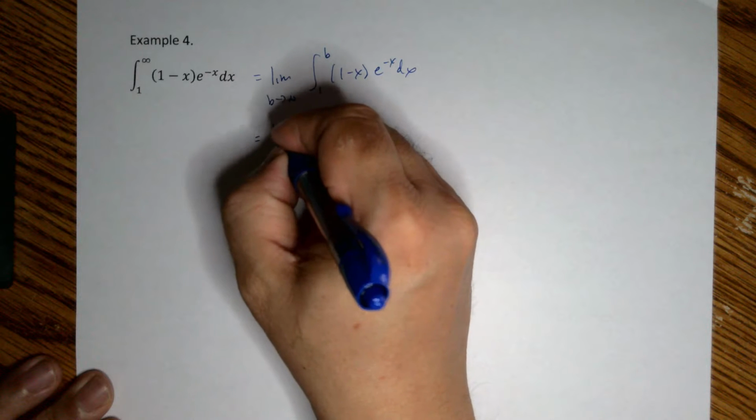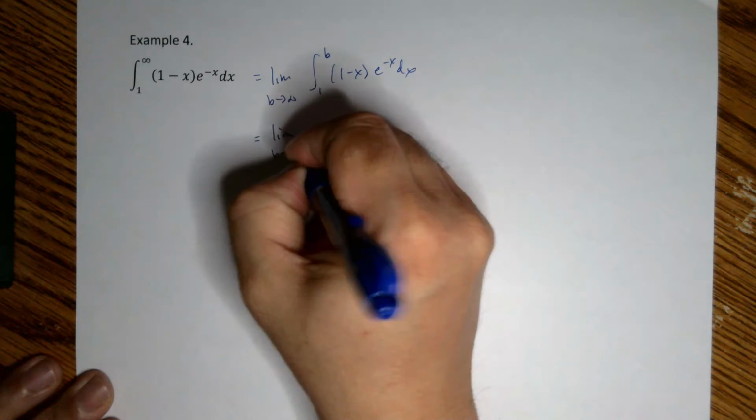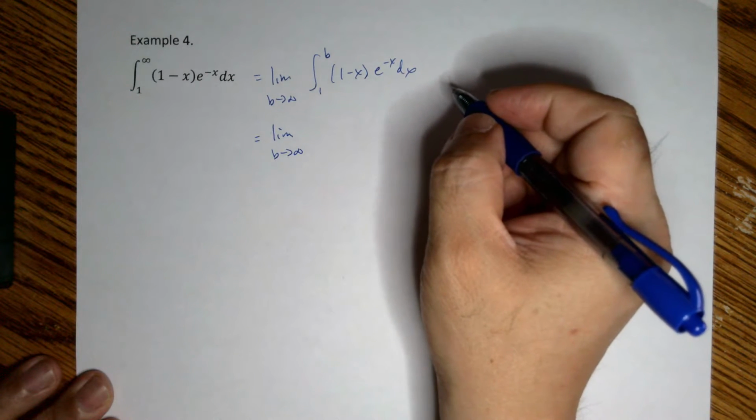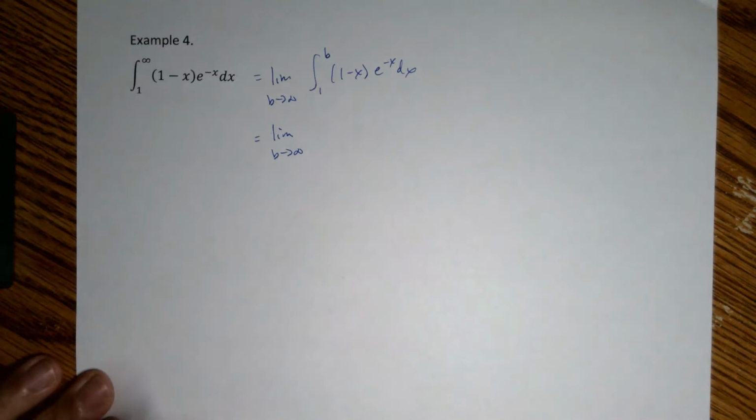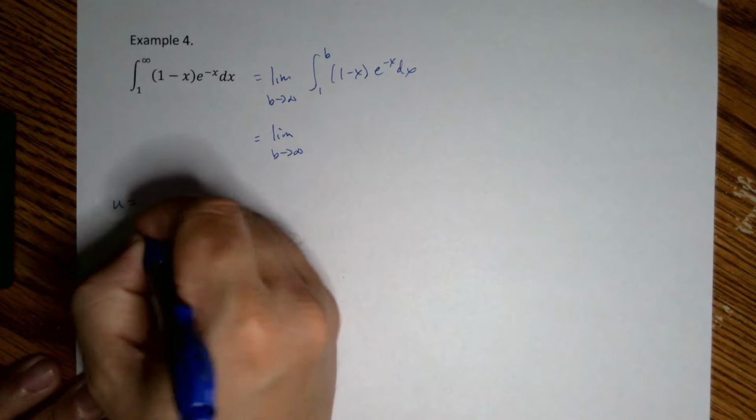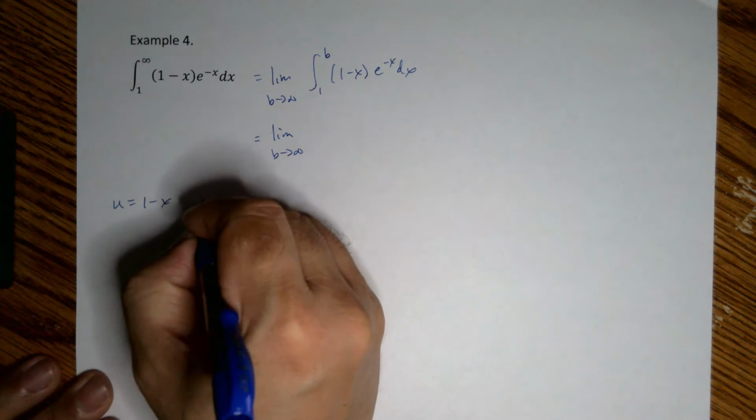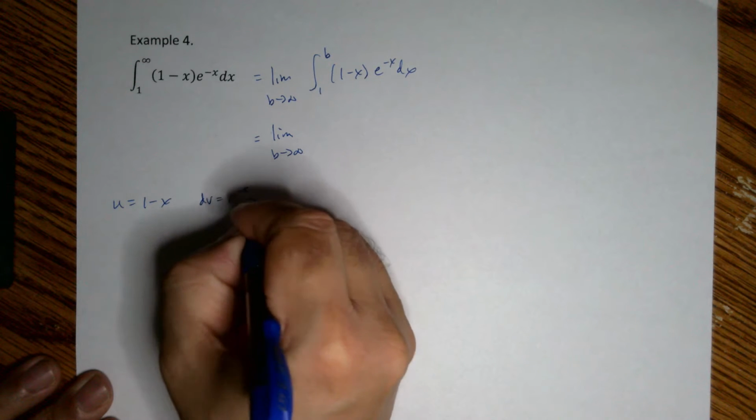Alright. Oh, what do I do? Okay, so this is one of those problems. Okay. So I'm going to let u equal 1 minus x and dv equal e to the negative x dx.